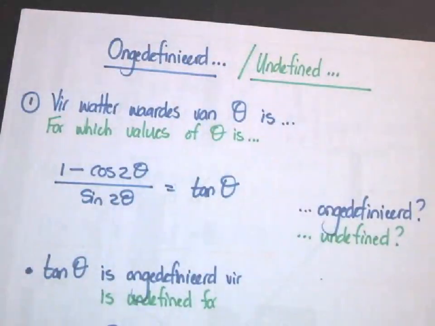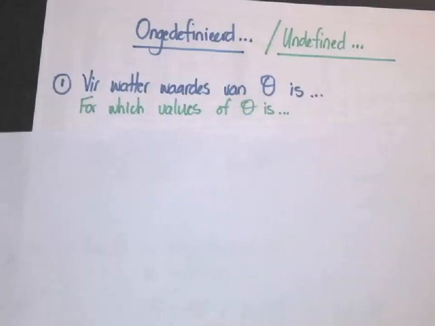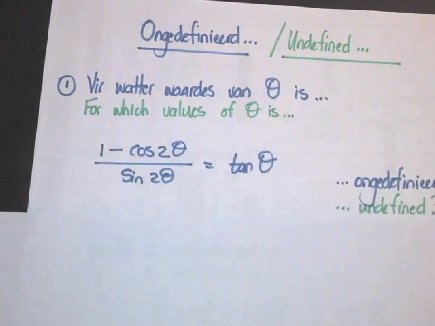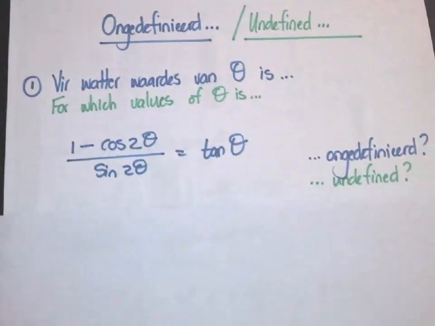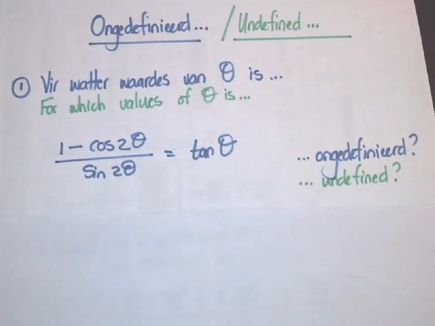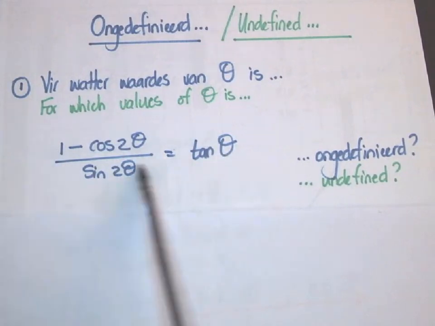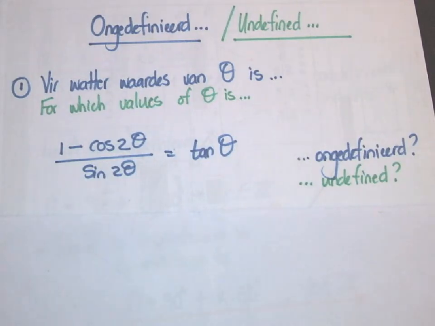Now we get to undefined sums. They will give you a trigonometry sum and ask you, when will this be undefined? Now in a normal fraction sum, when will something be undefined? Zero. When you divide by 0.